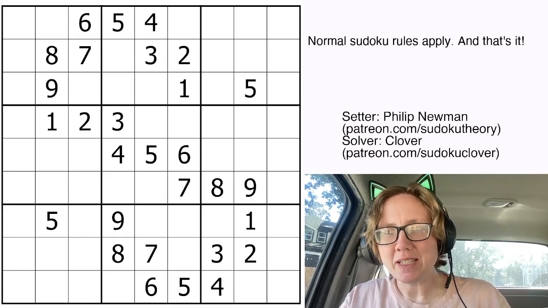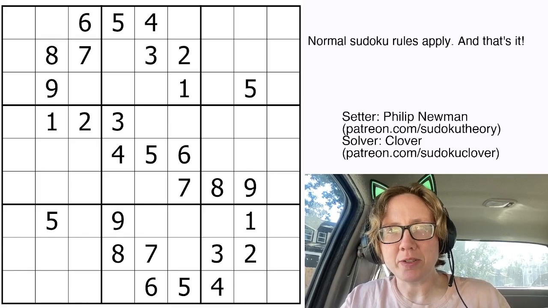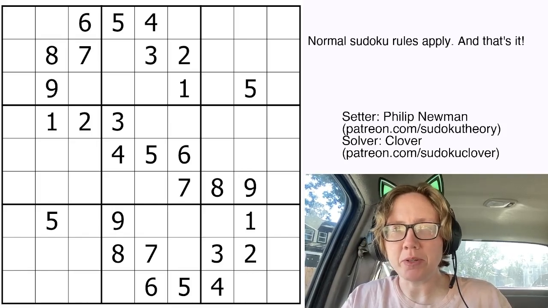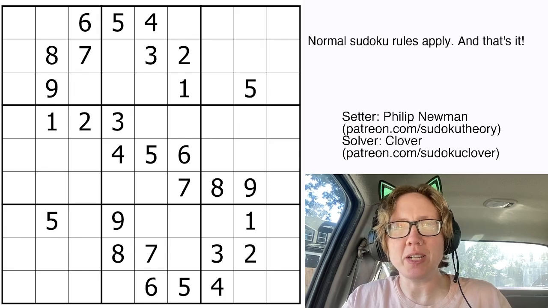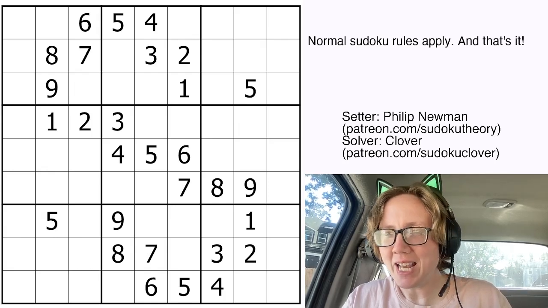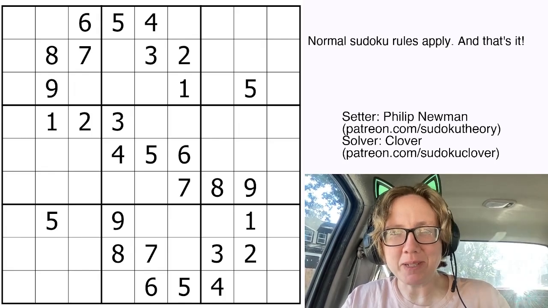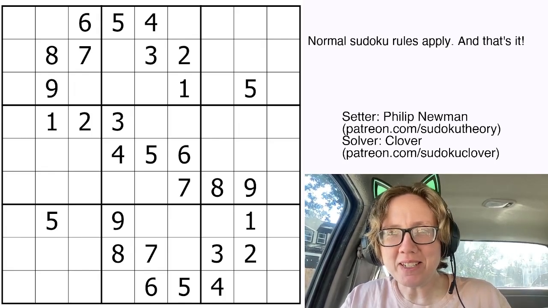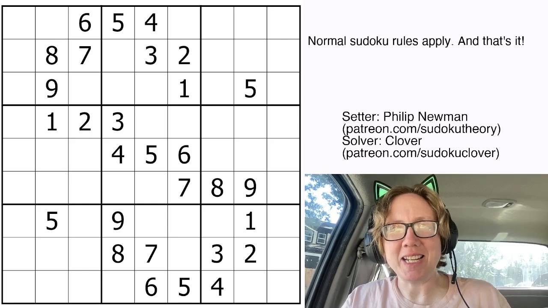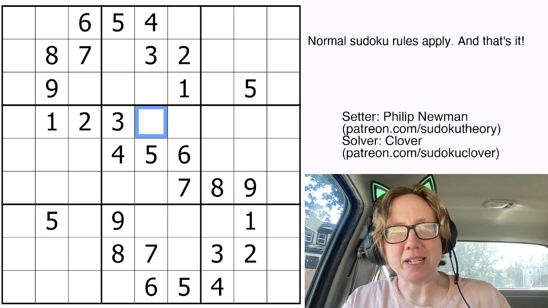I'm Clover, and today we're solving a classic Sudoku by Philip Newman. This was originally posted in GAS on June 11th, 2024, and it's called Classic with six S's, I think, and I'm assuming the reason for that is that the givens in this puzzle are arranged in an S shape. So let's give it a solve.